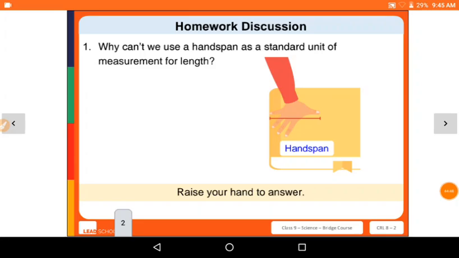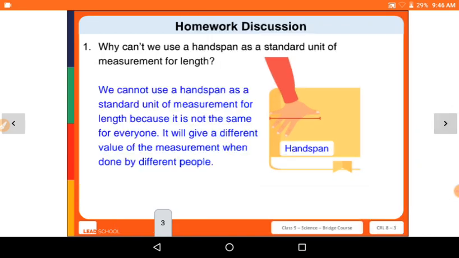So let's discuss some questions. Why can't we use a handspan as a standard unit of measurement for length? You have to write these questions in your notebook and send them to me as homework. These questions are also added in the previous homework. We cannot use a handspan as a standard unit of measurement for length because it is not the same for everyone. It will give a different value of measurement when done by different people.